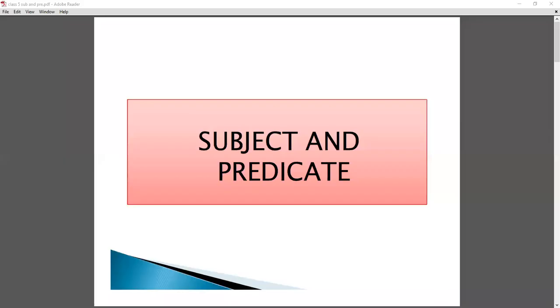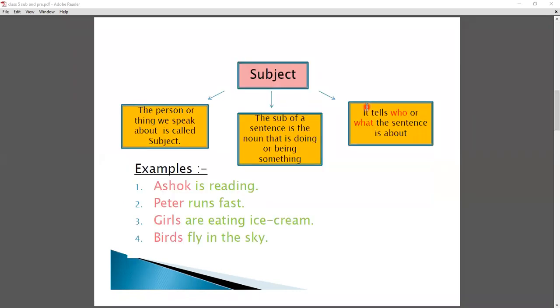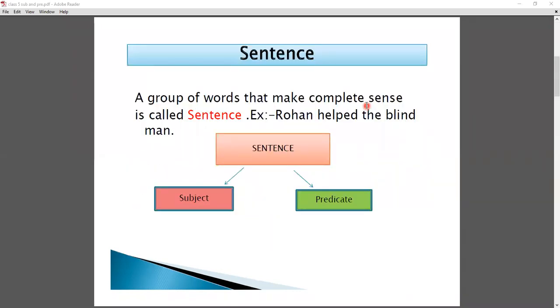So let's start. Now children, this is our very important topic of subject and predicate. We will talk about what is subject and what is predicate in this video. First we have to know what a sentence is. A group of words that make complete sense is called a sentence. Here is an example: Rohan helped the blind man. Here is a group of words that has a complete sense, so it is a sentence. The sentence has two parts, subject and predicate. We will learn them one by one.